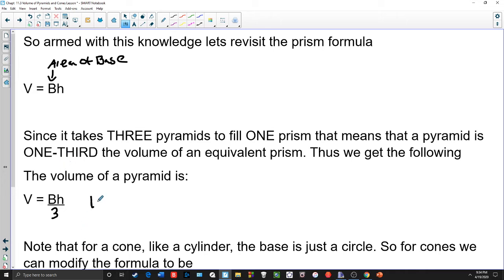Sometimes people write it like this: 1/3 area of base times height. This is the same thing. Multiplying by a third is the same as dividing by 3. So either of these formulas are okay, depending on which you're more comfortable with.